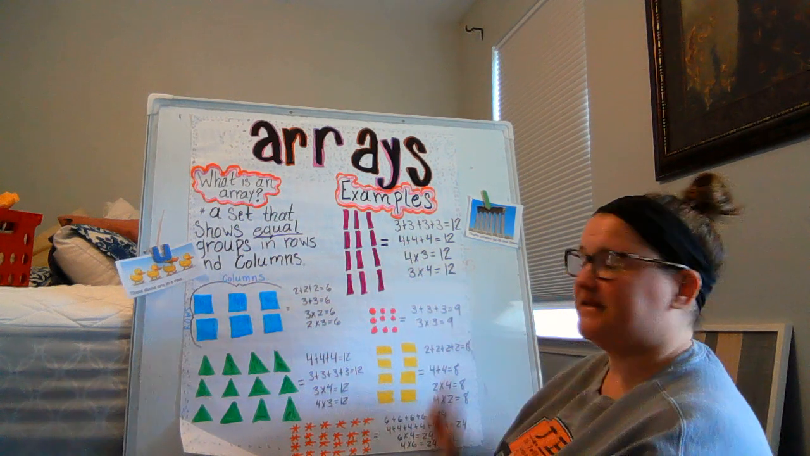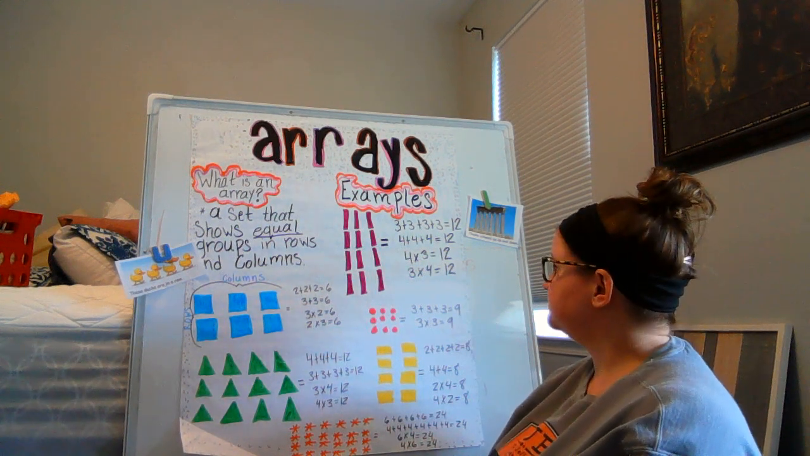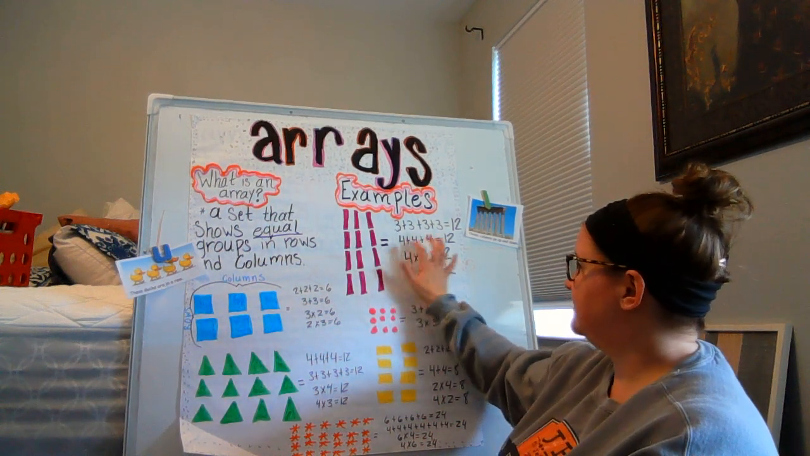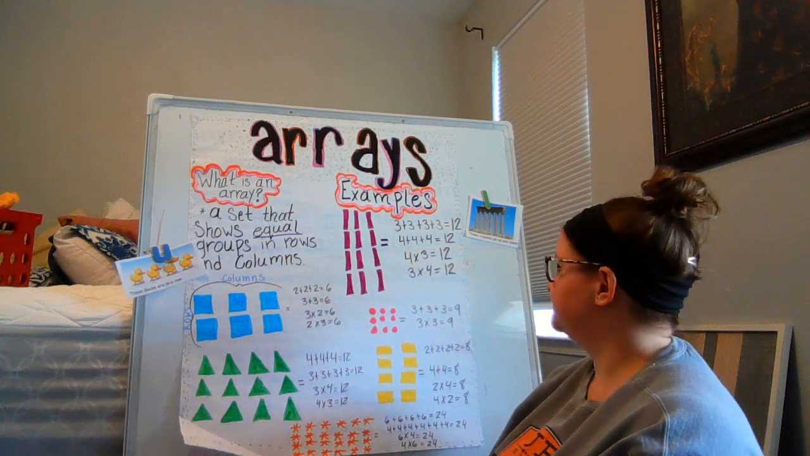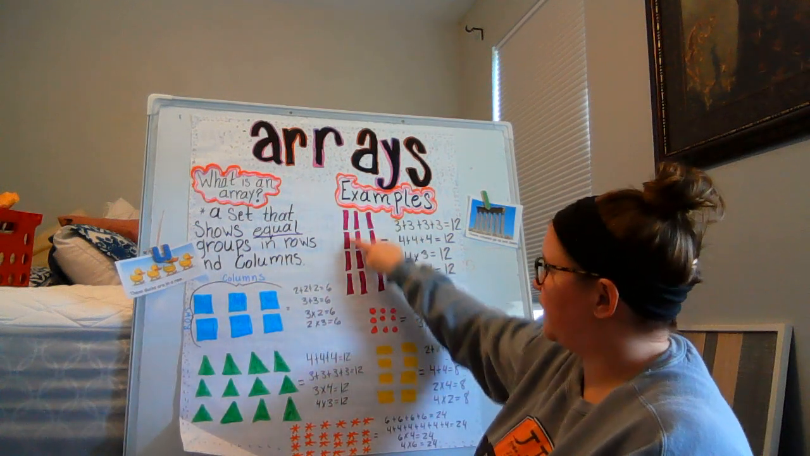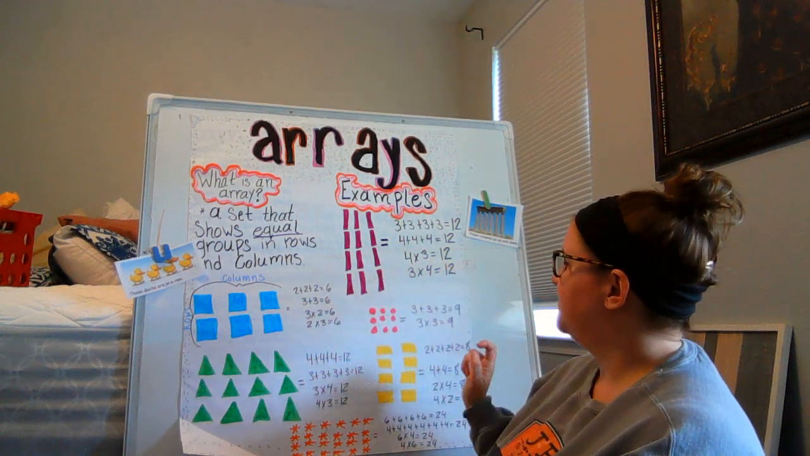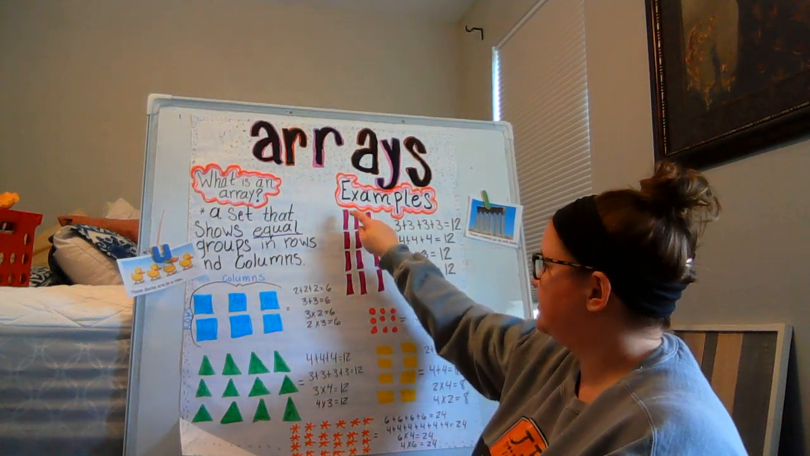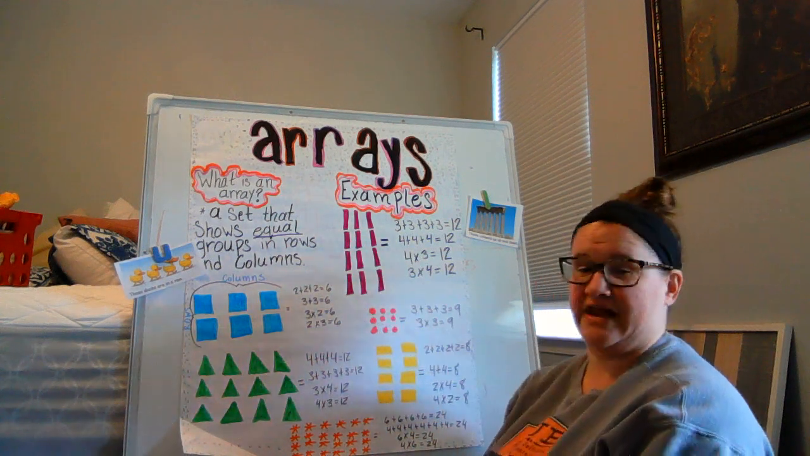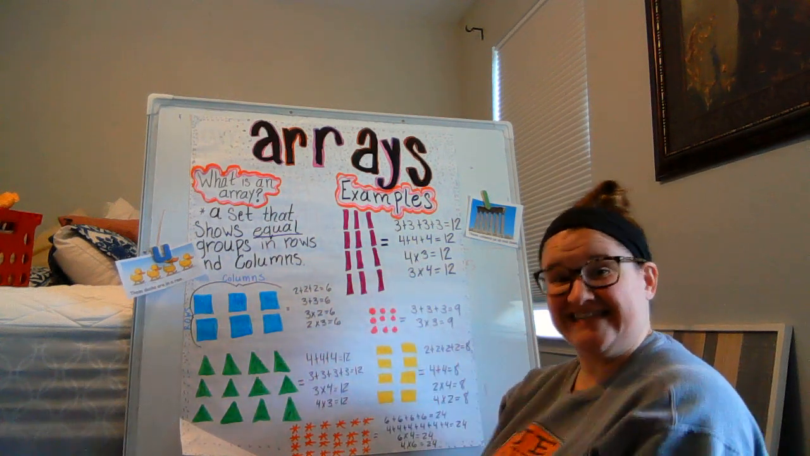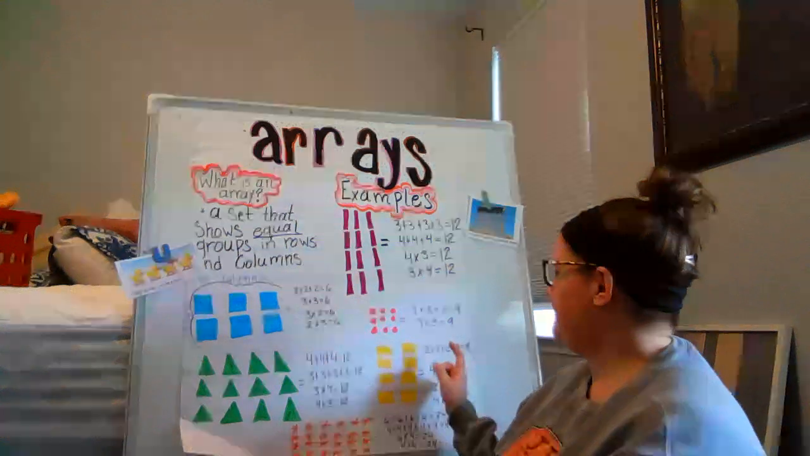I added 4 3 times. Because we know 4 and 4 is 8, and 4 more is 12. I could do 4 times 1, 2, 3. That equals 12. Or I could do 3 times 1, 2, 3, 4. And that equals 12. See? It's pretty easy, huh? Okay.